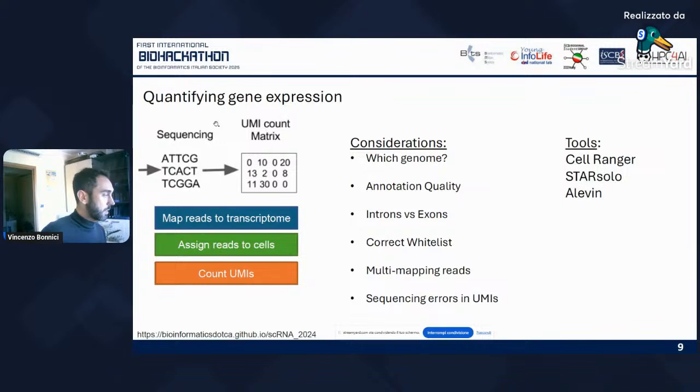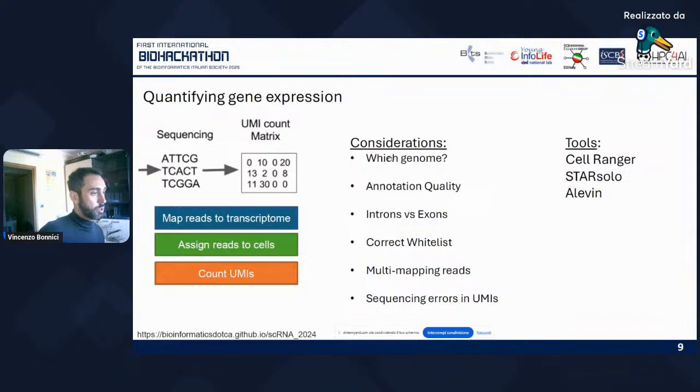Usually, to quantify gene expression starting from the sequencing raw data, we want to obtain the UMI count matrix by a series of steps. Usually we map the reads to a transcriptome, we assign the reads to a cell, and we count the UMI for each cell. Now here we need to make some considerations of what we are doing and what can happen during these computational steps that we are going to perform.